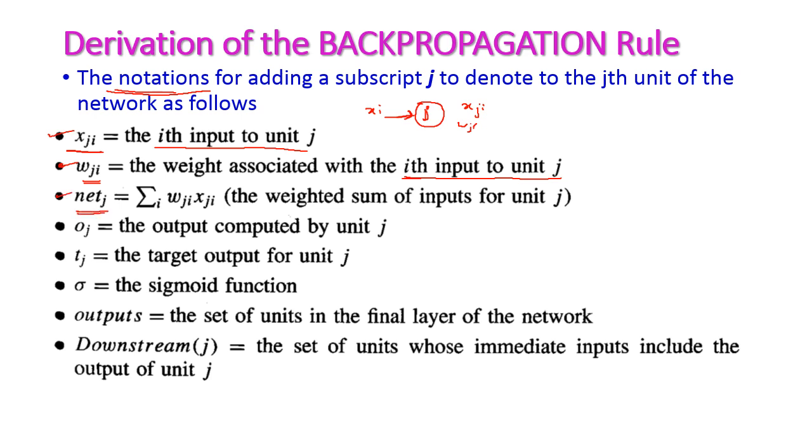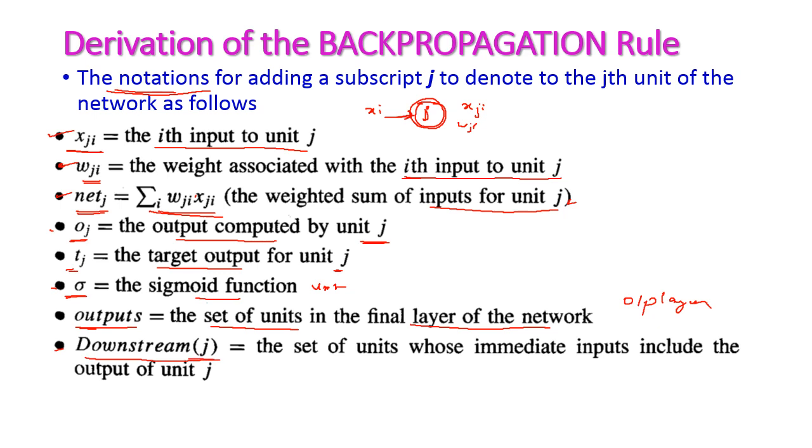And the next one is net j, which is nothing but the weighted sum of inputs for the unit, that is summation over i of wji into xji. Next one is oj, the computed output by the unit j, and tj is the target output of unit j. And next one is sigma, the sigmoid function of this unit. Outputs is the set of units in the final layer of the network. Final layer is obviously the output layer, so the number of outputs is equal to the number of nodes in the output layer. And next one is downstream of j, which is the set of units whose immediate input includes the output of unit j.